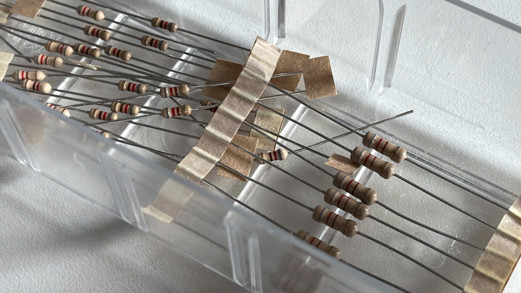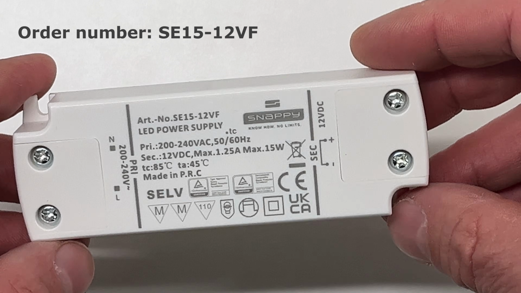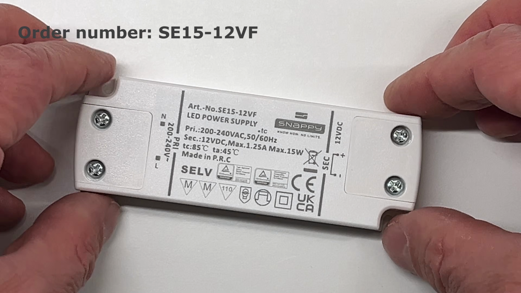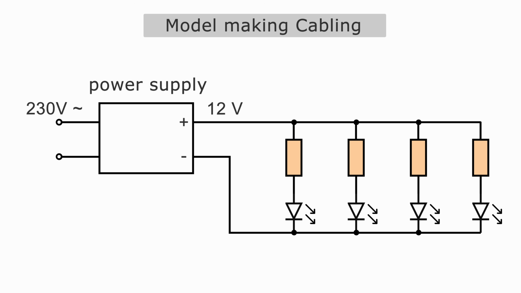For model making, I recommend an inexpensive 12-volt transformer with direct current and furniture approval. This means it can also be mounted on wood. There, you simply connect each LED individually with its own series resistor.